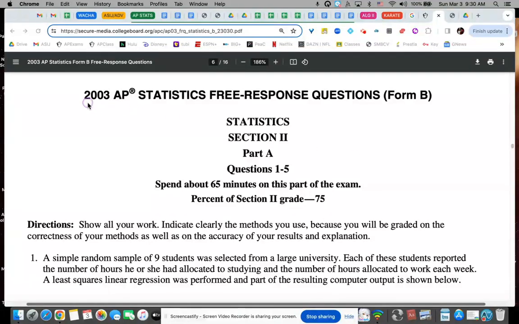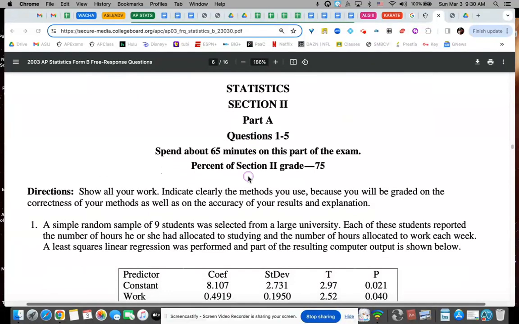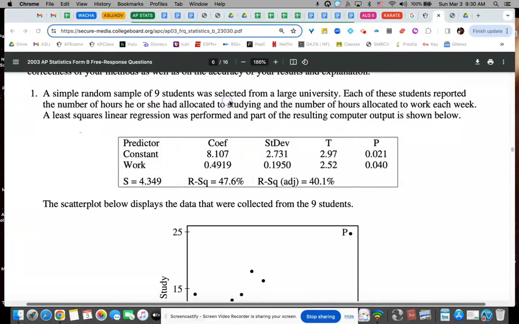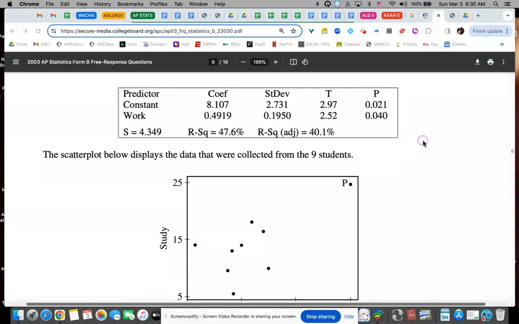Breaking down the 2003 AP Statistics Form B, number 1. This is talking about 9 students at a large university. Sometimes the word large is important. Each of the students reported the number of hours he or she had allocated to studying and the number of hours allocated to work. So we're doing studying versus work.